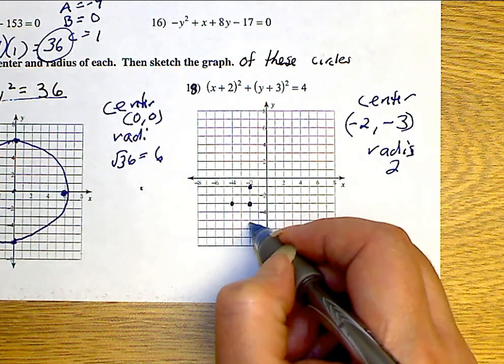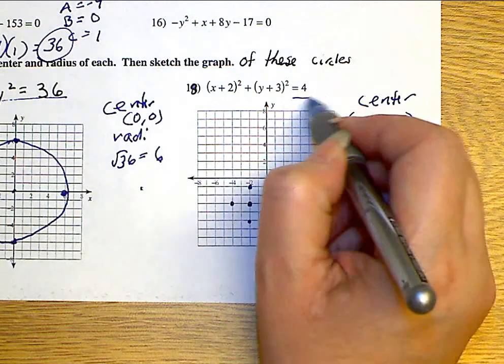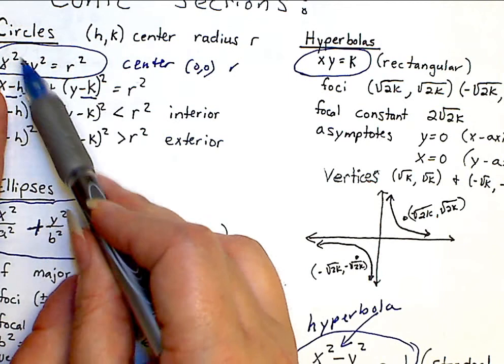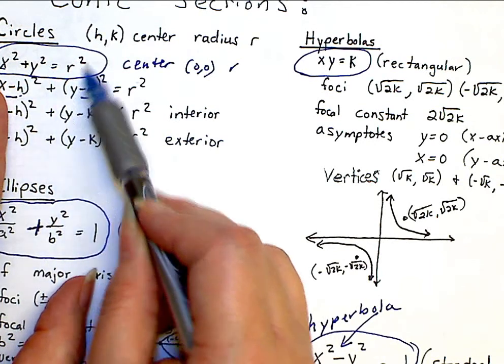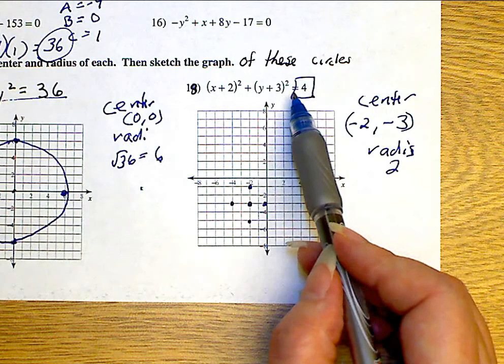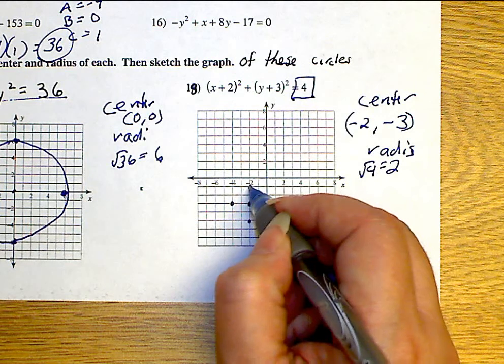Say it again. You always take the square root of this number because your formula says that x squared plus y squared is equal to your radius squared. So you take the square root of 4. So the square root of 4 is 2. And then you simply connect it.